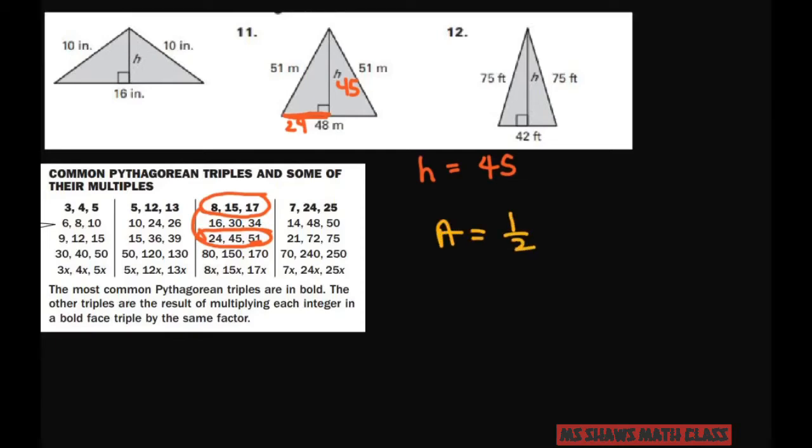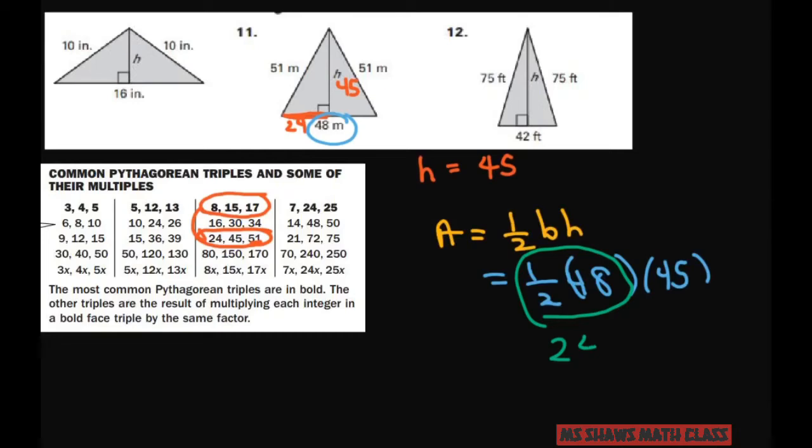equals 1/2 base times height. So that's going to be equals 1/2, and you take the whole base, which is 48, and your height is 45. And again, I'm just going to take 1/2 of 48 first, which is 24 times 45. And then I will definitely use the calculator. And I get 24 times 45, and that gives you 1,080 meters squared.